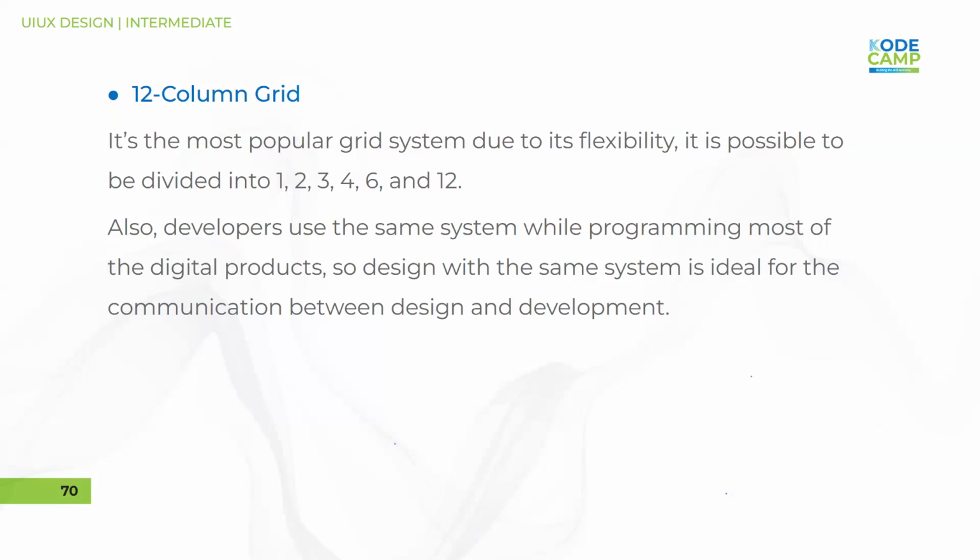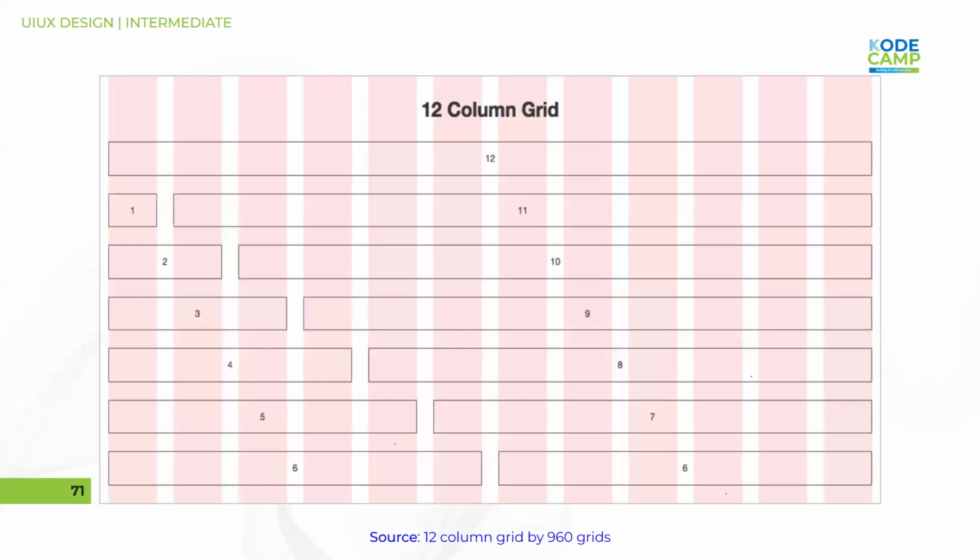Design with the same system is ideal for communication between design and development. So this is how 12 columns look like, which is the most popular, because if we use 12, that will give us 1440 and the likes of it.